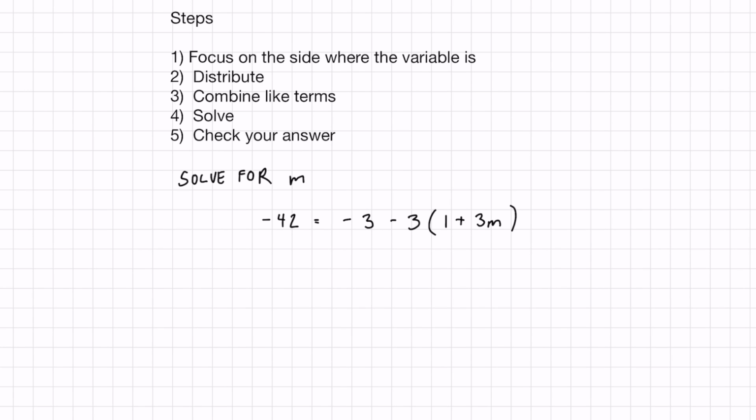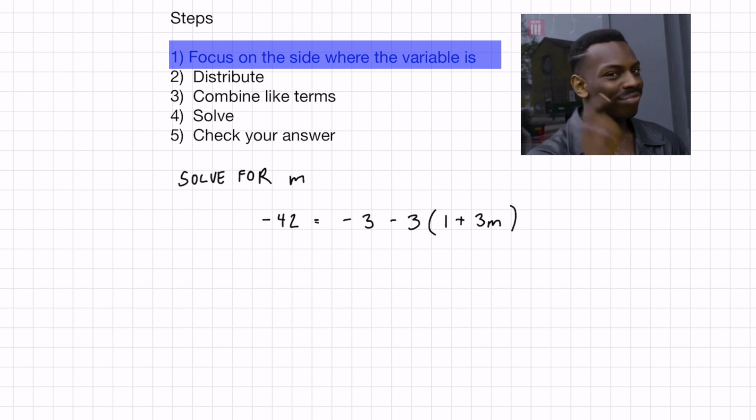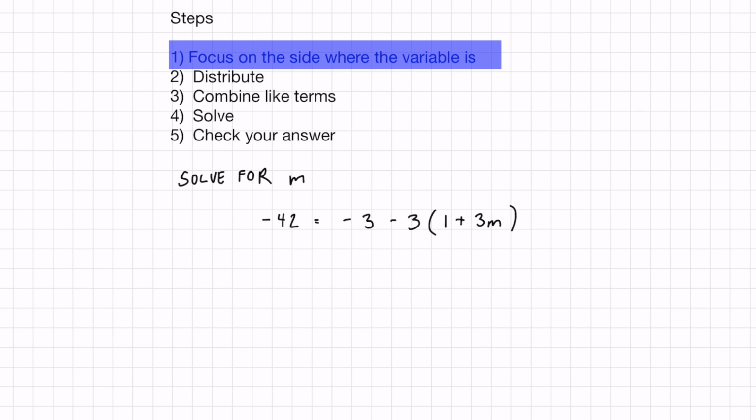Distributive property equations. First part, and really important part, because when I teach this, the kids that get it wrong always add 42 to both sides because that's the first thing that you guys see. You want to think before you move, and that's what number one's about. Focus on the side where the variable is.